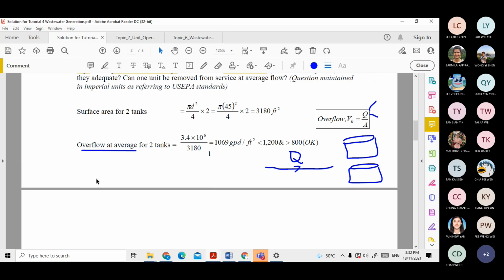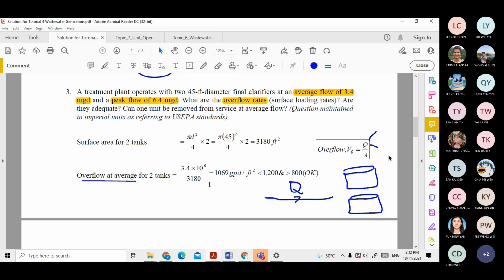So we start with the surface area first. For this circular clarifier, the surface area is pi r squared, where r is the radius. The radius is the diameter divided by 2, so pi r squared, or pi d squared over 4. Times 2 units, so this is the total surface area for the two circular tanks. Then now we calculate the overflow.